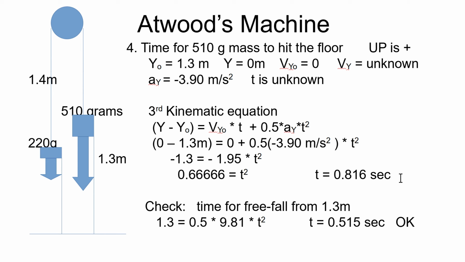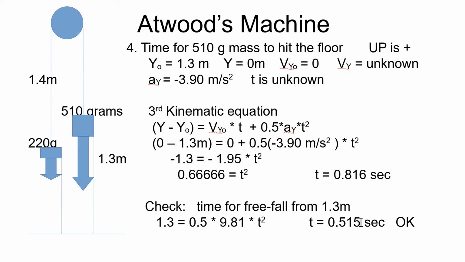Is this reasonable? Well, suppose we cut the string and just let the 510 gram object do a free fall from 1.3 meters above the floor. When it's in free fall, its acceleration towards the floor is 9.81 meters per second squared, and I'm not bothering with the minus sign on both sides here. But the 1.3 meters the object moves down is 0.5, 9.81, and t squared. Again, it's this third kinematic equation. And I come up with 0.515 seconds, a smaller time.